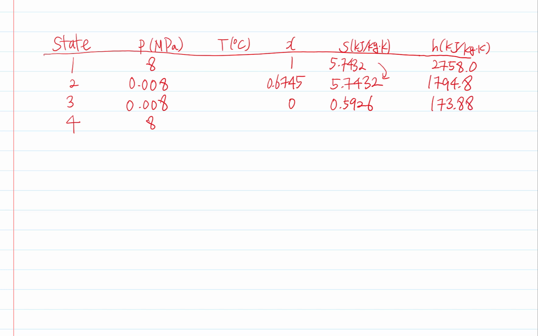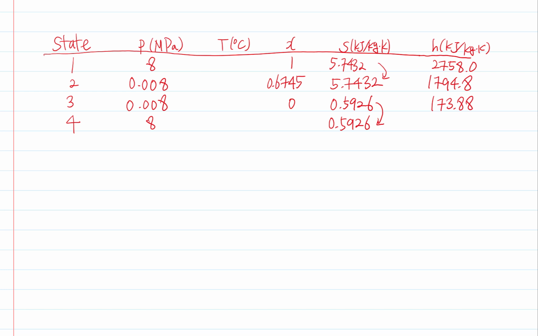At state 4, we know the pressure, 8 megapascal. And the pump operates isentropically. So S3 equals S4. So S3 is here, S4, the same as S3. We know that state 4 is compressed liquid. The property at state 4 is approximated by saturated liquid. But the temperature at state 4 is unknown.